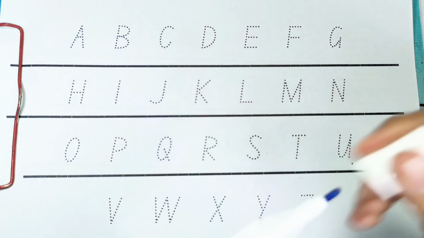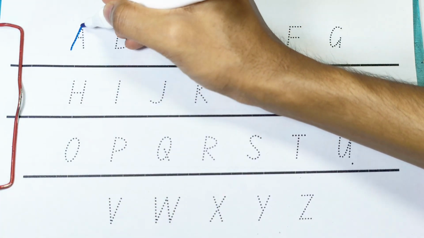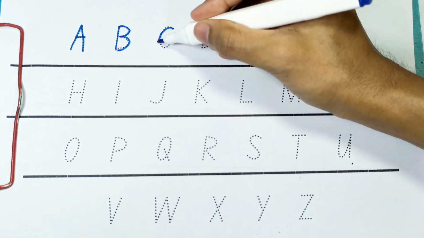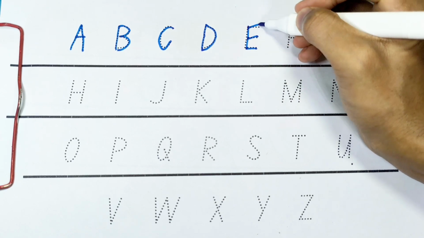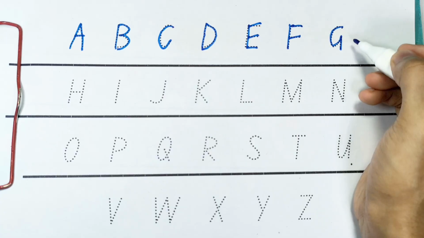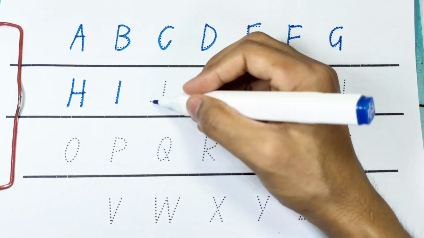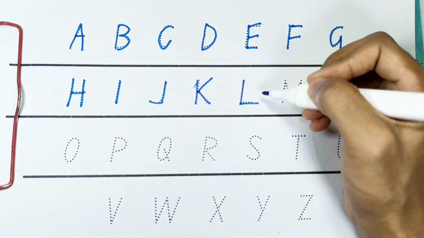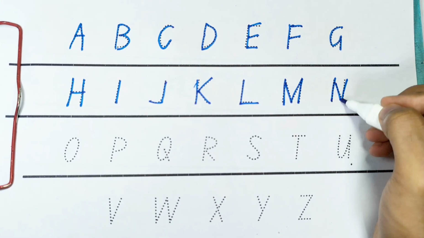Persian blue color. And now we're writing the alphabet of A. A for apple, A for ant. A, and the next one is B. B for ball, B for bat. C. D. E for egg. Stay with us. F for fish. G for God. The next one is H. I. J. Now we're writing the alphabet of K. L for lemon. M. N for nose, N for nest.